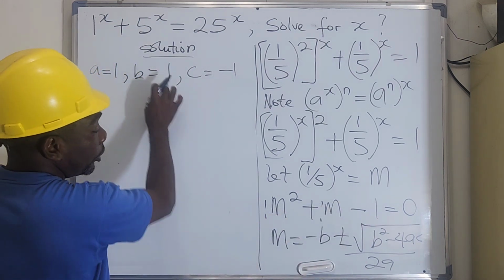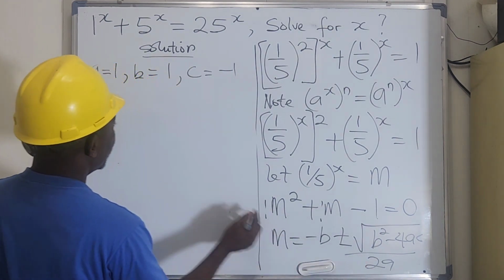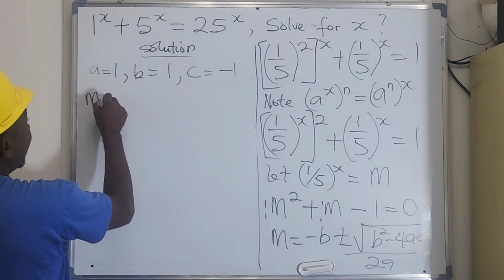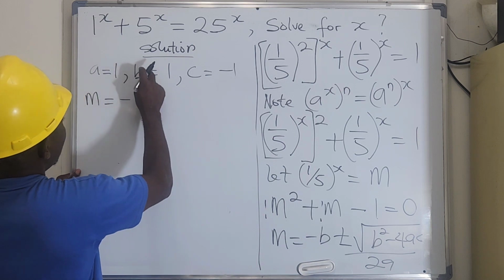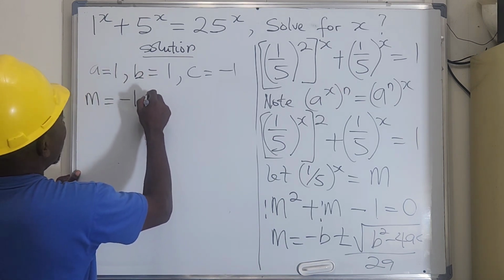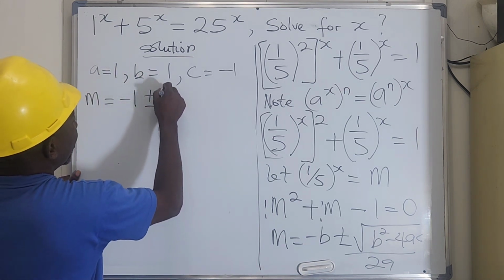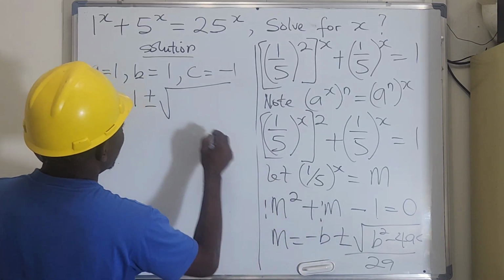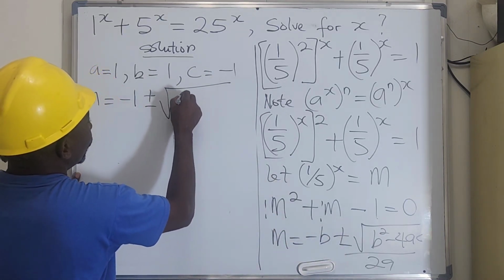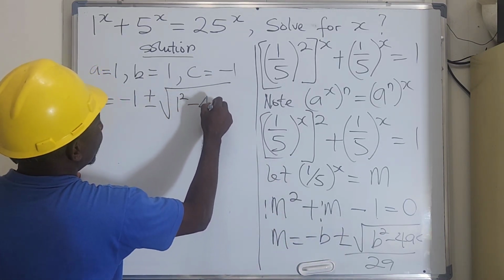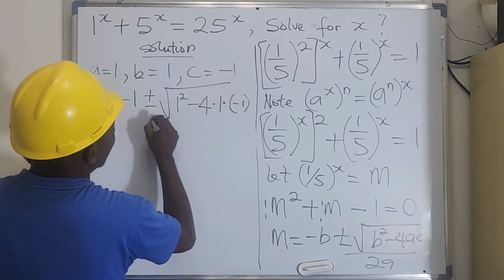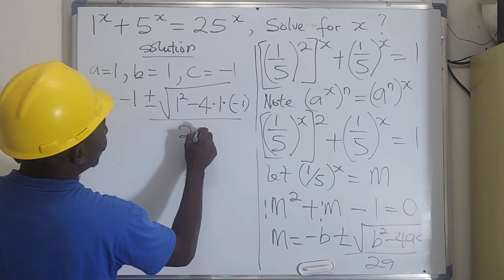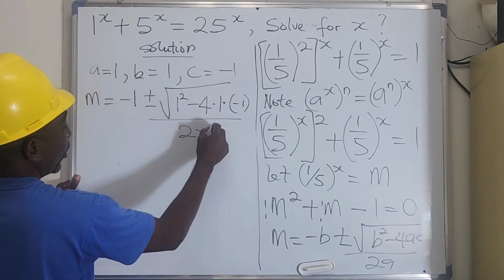So we are going to substitute that into where we have this equation. So we have m equals to minus b, where b is 1. So you have minus 1 plus or minus the square root of b squared, which is 1 squared, minus 4 times a, which is 1, times minus 1, all over 2 times a, which is 1.